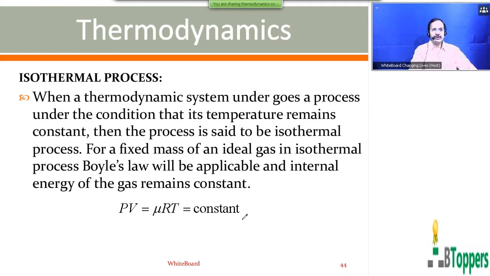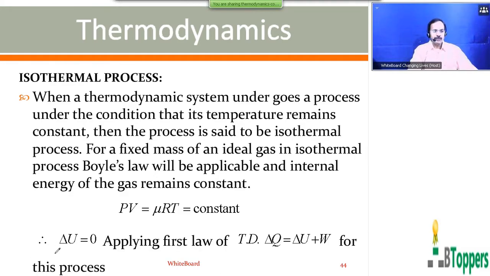So next I will be showing you the next slide. That is a continuation to this. Therefore, delta U will be 0 because internal energy U is constant. So applying the first law of thermodynamics, delta Q is equal to delta U plus W for this process. Those who are writing the notes, please take a pause and finish writing the notes up to here.